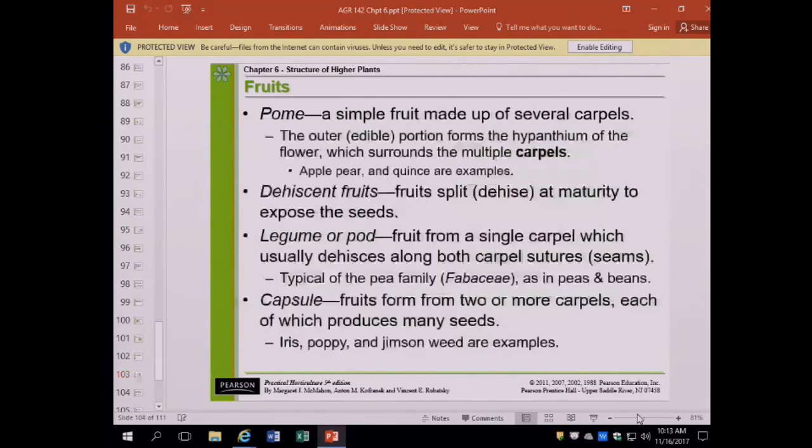All right, as we talk about another category that's here, we mentioned it a while ago, a pome fruit is a simple fruit that has several carpels, and an apple or pear are examples of that. The outer, the edible portion is what we consume, and the center portion has multiple carpels. When I first went to Tech, there was a class that we had that was called pomology. Pomology, it was a study of pome fruits. We studied apples and pears primarily.